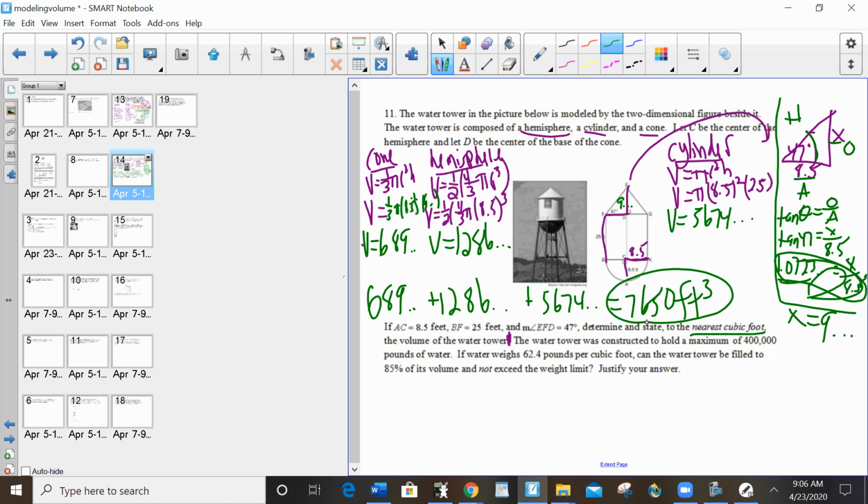Again, what did I do to find the volume of the water tower? I found the volume of each individual shape, and I added them together. The little twist was I had to use SOHCAHTOA to find the height of the cone. All right, there's more to the question. Let's go blue.